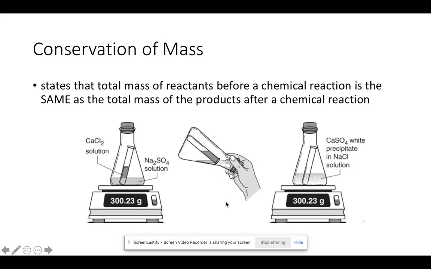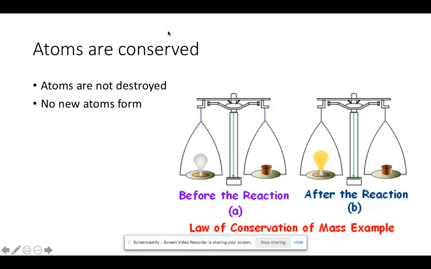Okay. The law of conservation of mass states that the total mass of reactants before a chemical reaction is the same as the total mass of products after a chemical reaction. And our atoms are conserved. So that means whatever goes into the reaction has to also come out. No new atoms are created, and we don't destroy them at all.